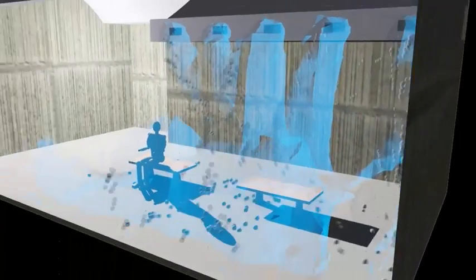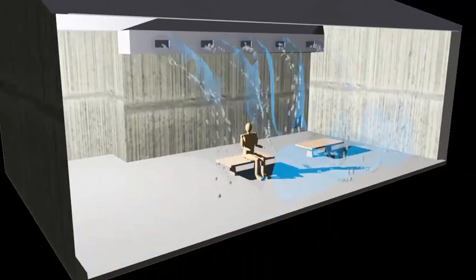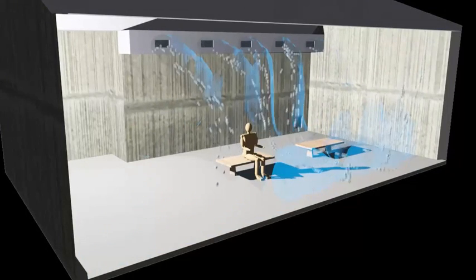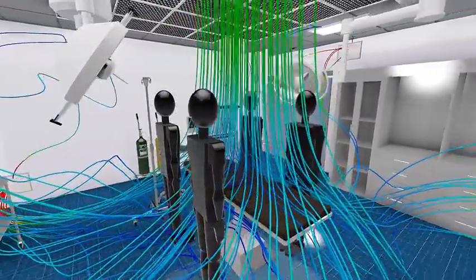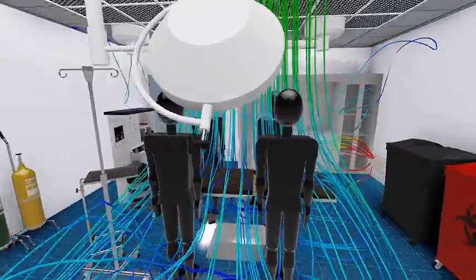MEP equipment, such as air handling systems, can be represented to accurately simulate the movement of airflow and to provide critical data to the MEP engineer on the optimum location of the ventilation systems to minimize running costs. Different ventilation strategies can be quickly and easily assessed, as we can see here in this hospital operating room example.